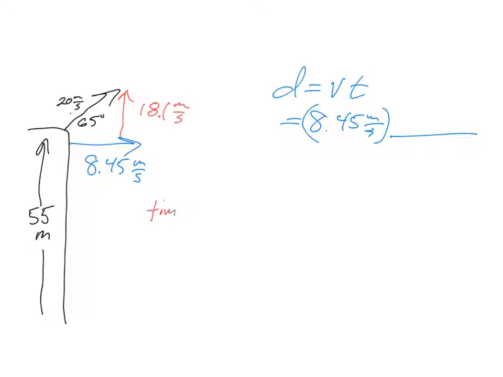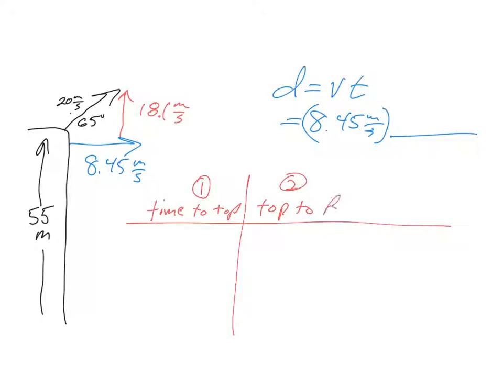Alright, this is where I need to do a two-step time. Time to top for part 1, and top to bottom for part 2. Time to top is V equals V0 plus gt. My final velocity is 0 because I'm at the top of the path. So we got to break this into two pieces, up and then down.